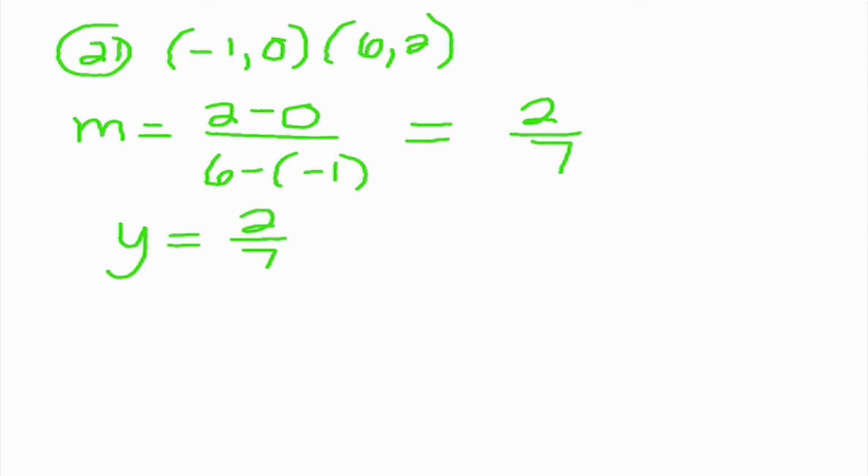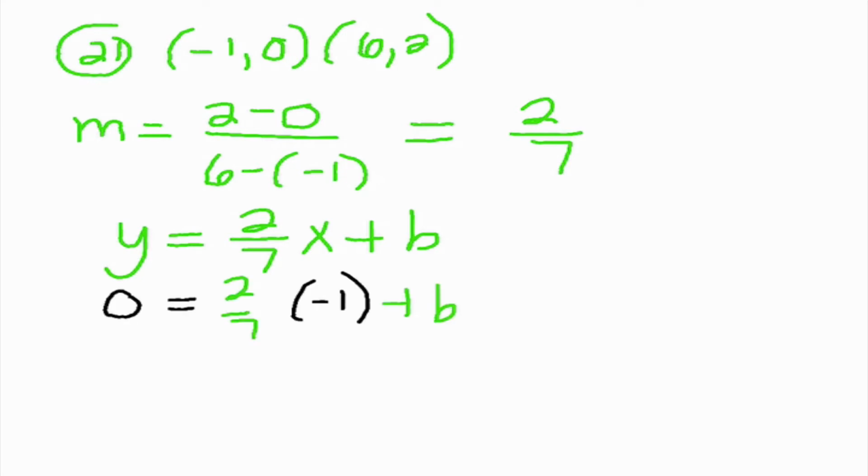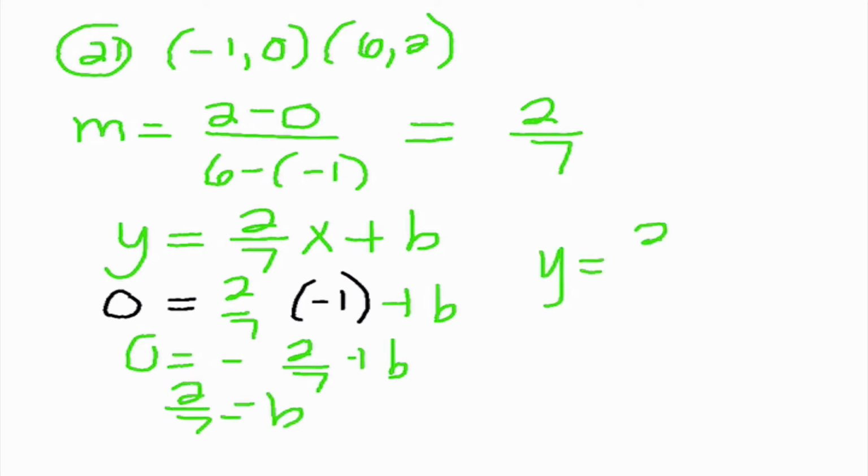So I can write y equals 2/7 x plus b. The next thing I need to do is substitute in either one of these ordered pairs for x and y to give me what the b value is. I'm going to choose this one because I think it looks easier, but it doesn't matter which ordered pair we use. So substituting in negative 1 and 0, I get 0 equals negative 2/7 plus b. So 2/7 is equal to b. So my equation is y equals 2/7 x plus 2/7.